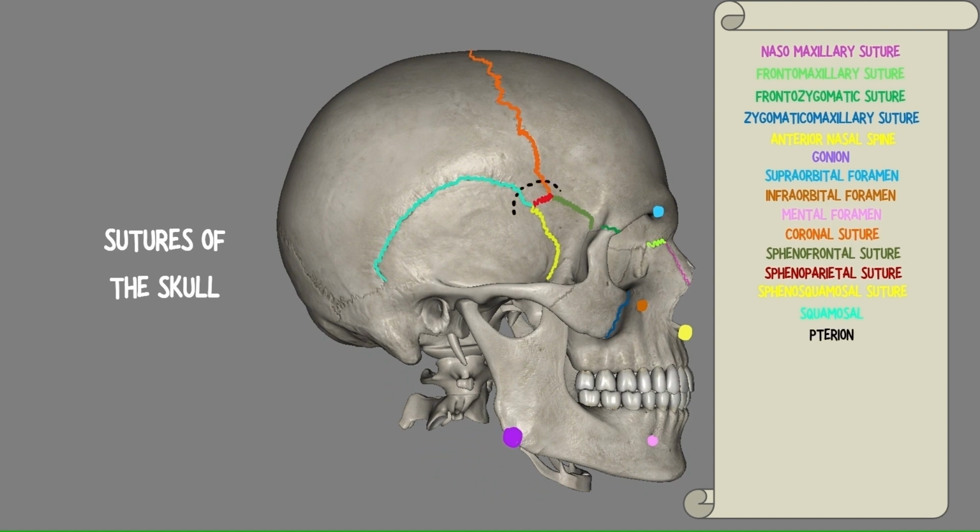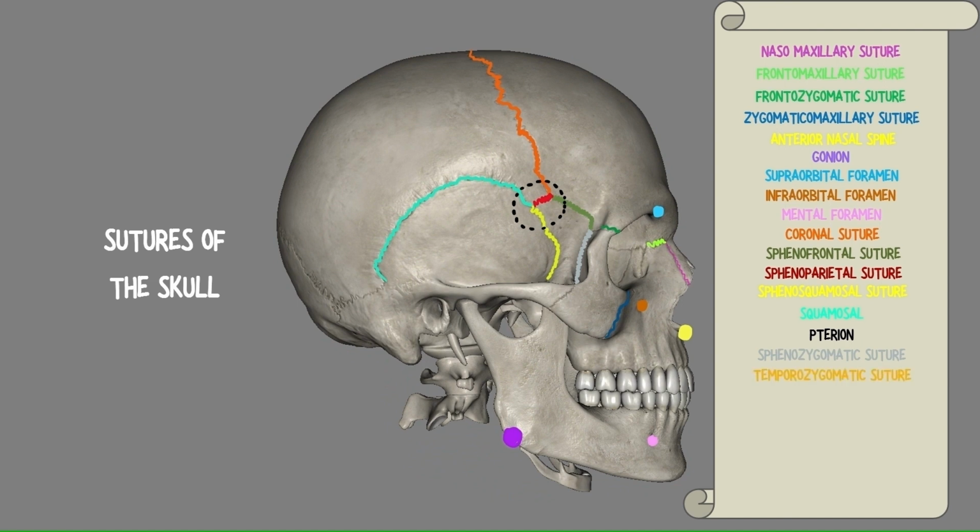Pterion involves 4 cranial sutures: the sphenoparietal suture, the sphenofrontal suture, the coronal suture, the squamous suture. The sphenozygomatic suture is one of the paired cranial sutures formed by the junction of the sphenoid and zygomatic bones. Medially, it forms part of the lateral wall of the orbit. Laterally, it forms part of the anterior temporal fossa.